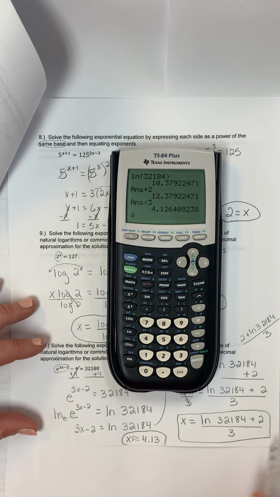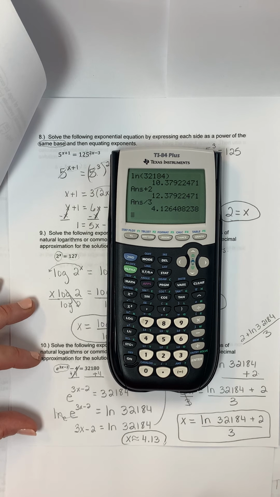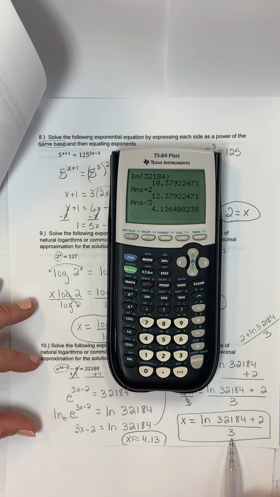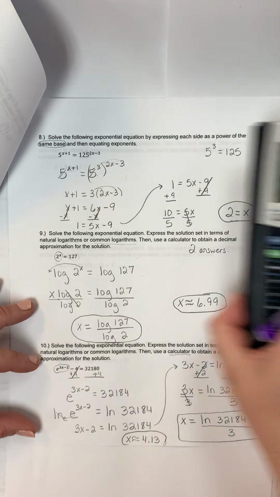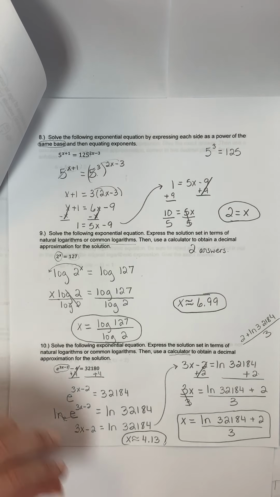Okay, make sure you can get this number. I did not just throw this all into my calculator. I was very deliberate about it and making sure I did this part first, got an answer. Added 2, got an answer. Divided by 3, got an answer. Make sure that you do that, okay? And this should be your answer here, final.